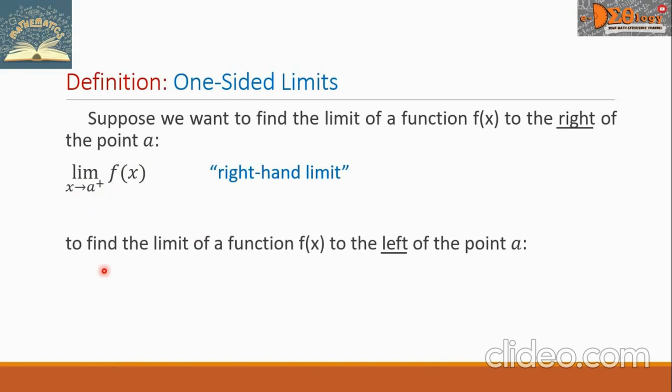Also, to find the limit of a function f of x to the left of the point a, this is the notation: limit of f of x as x approaches a, and this a will appear like having an exponent of negative sign. We call this the left-hand limit.